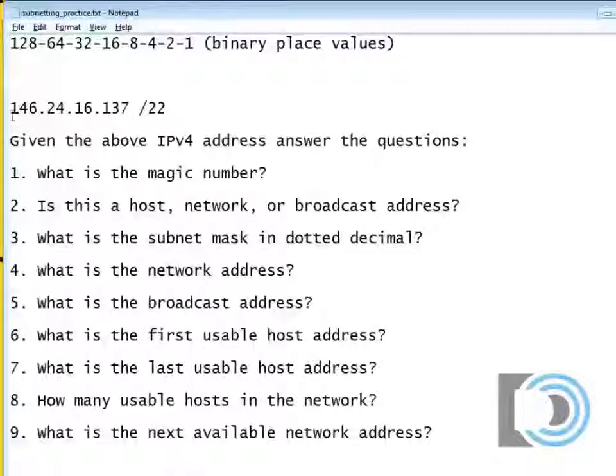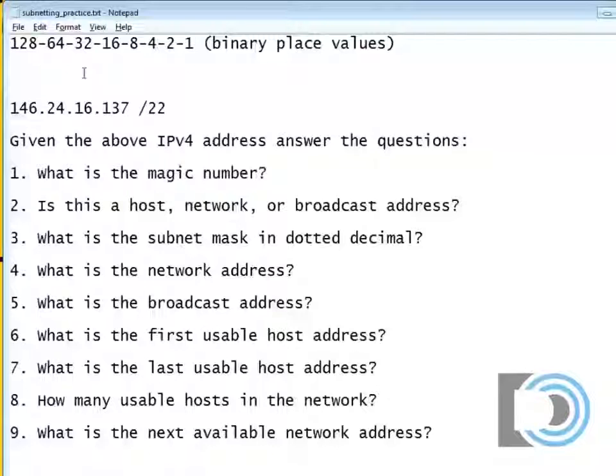First of all, we've been given this address, and this is a harder subnet mask range. But I'm going to take the same approach and show you that you don't really have to change much to get the right answer, okay? So I've got my binary place values up here too. And so the first thing I need to find, the way my methodology works, is the magic number.